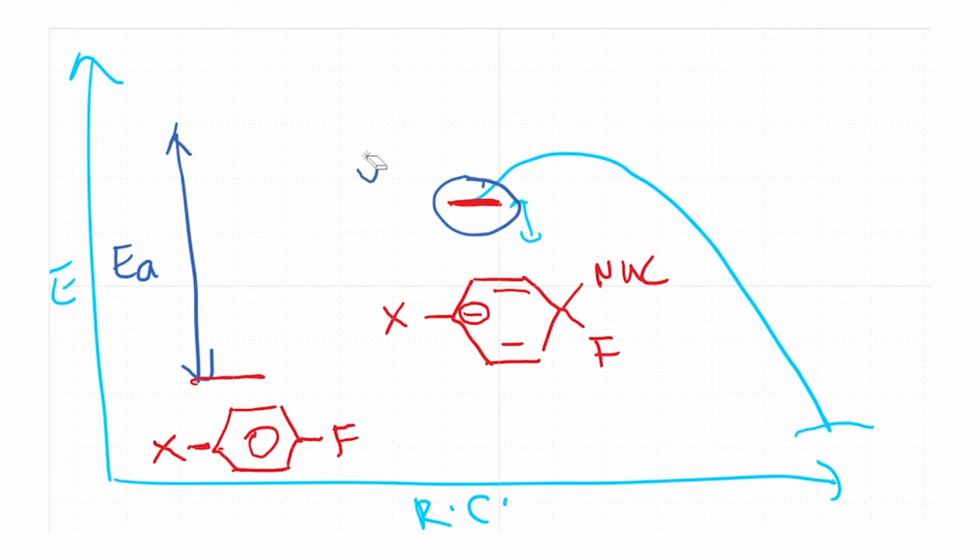Okay, so this becomes an important piece of information for us to understand, in that the stabilization of the negative charge here has an impact on the rate of the reaction. Now, what about the leaving group? The next experiment that we do is to change the leaving group. So we have X here, and we keep nitro as the electron withdrawing group, and then we carry out the reaction in the following manner.